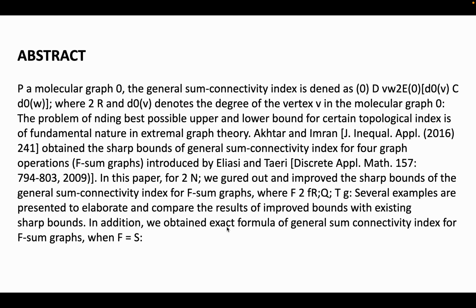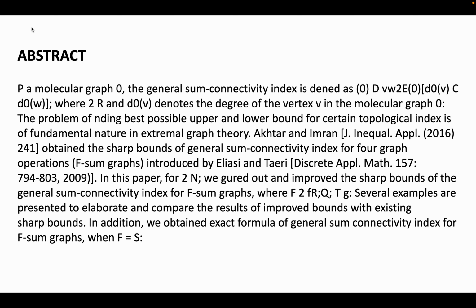The general sum connectivity index is defined as these equations, where d(v) denotes the degree of the vertex v in the molecular graph G. The problem of finding the best possible upper and lower bounds for a certain topological index is fundamental in extremal graph theory. Akhtar and Imran obtained sharp bounds of the general sum connectivity index for four graph operations introduced by Eliasi.